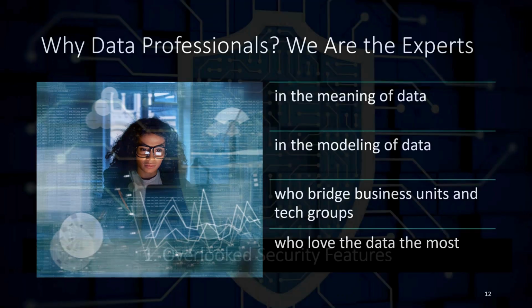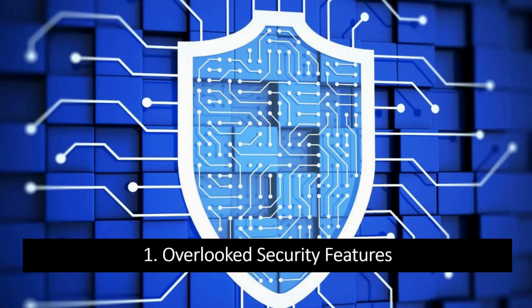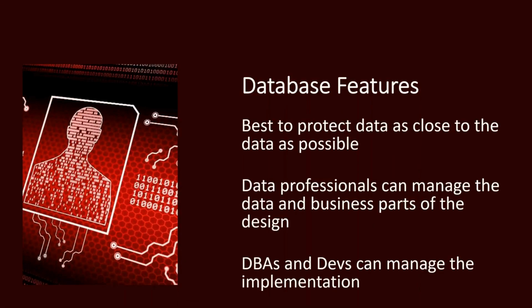So let's go right in to my first type of mistakes, which is overlooking security features that are built into databases and data stores and into our data modeling tools. So here's the reason. I believe, and I've said this for decades, the best way to protect our data is to put those security constraints and access controls as close as possible to the data as we can.